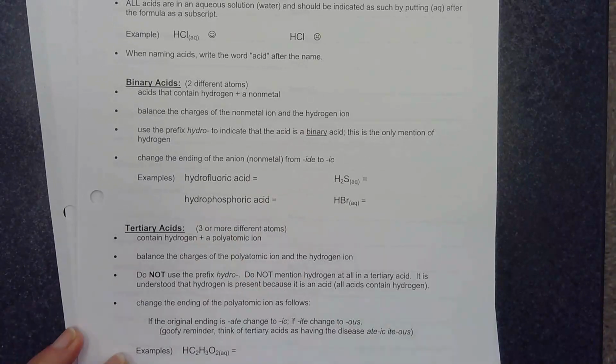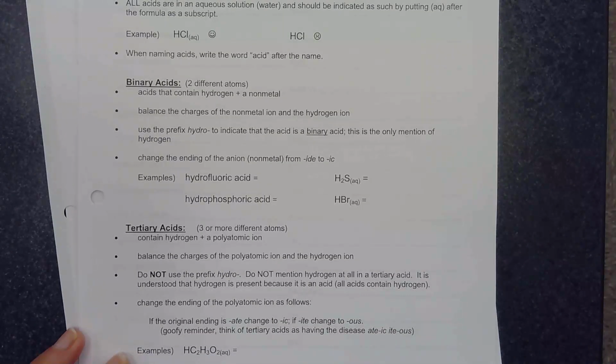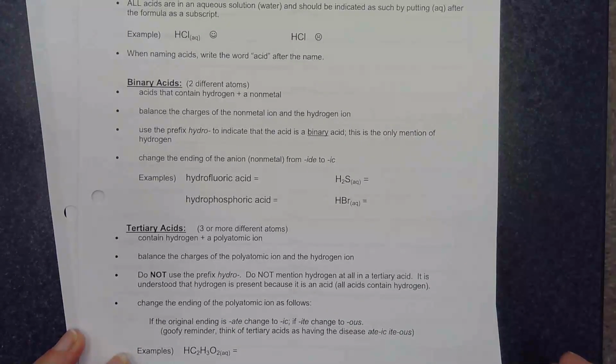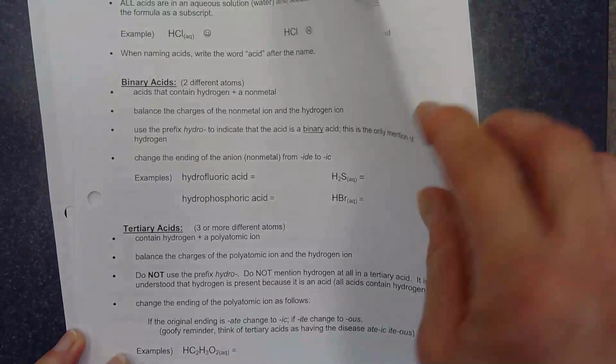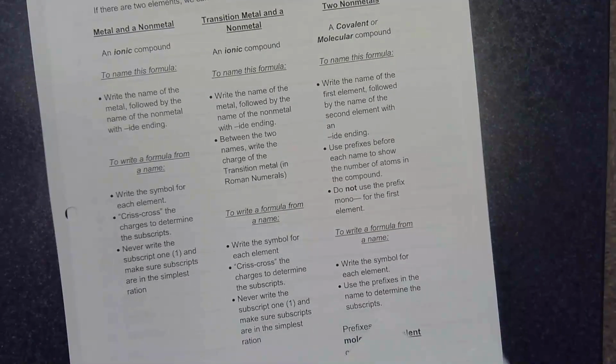If you have two different elements, in other words hydrogen and a nonmetal, then it's a binary acid and it will say hydro something. If it has three or more different elements, then it's a tertiary acid and it will not say hydro. Hydrogen is in all acids though, so you balance the charges just like you would normally. Make sure that you practice through these. So I'm going to put this back together for you.